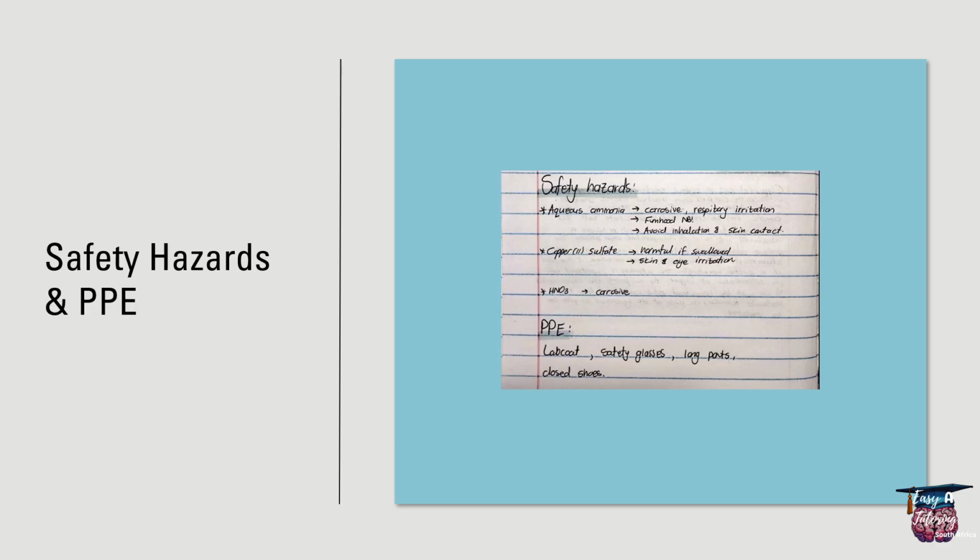Next, we go and have a look at our safety hazards. Those safety hazards are just things that you need to watch out for during the reaction, and these usually are specific to reagents or even experimental conditions. PPE is typically your basics, your lab coat, safety glasses, long pants, closed shoes, and sometimes depending on the reagents or the reaction conditions, you might need some specific type of PPE.